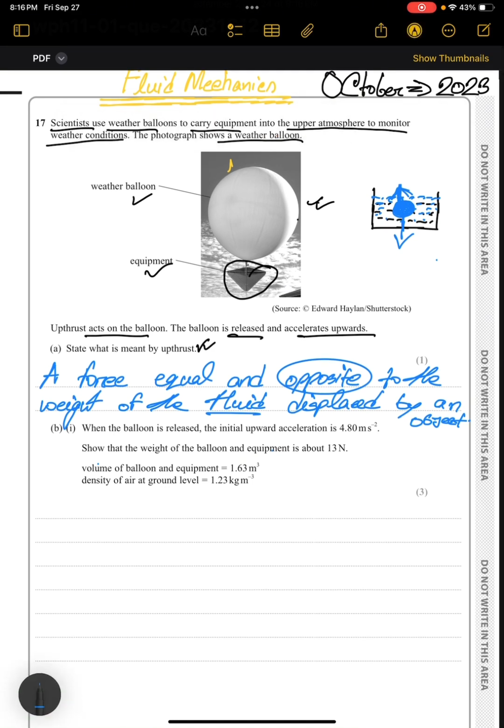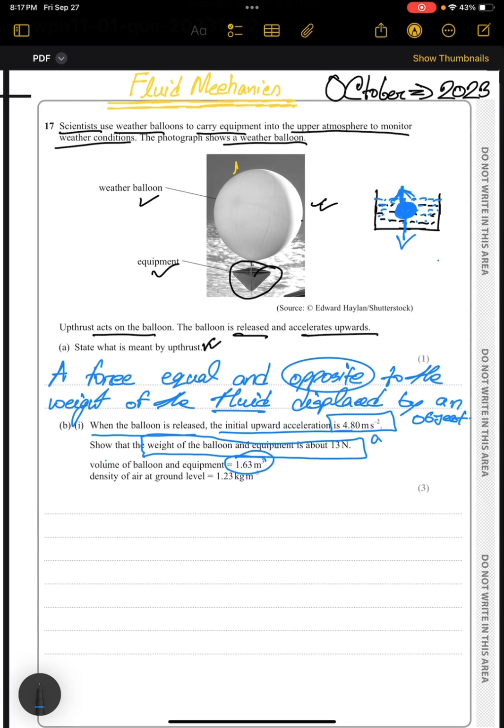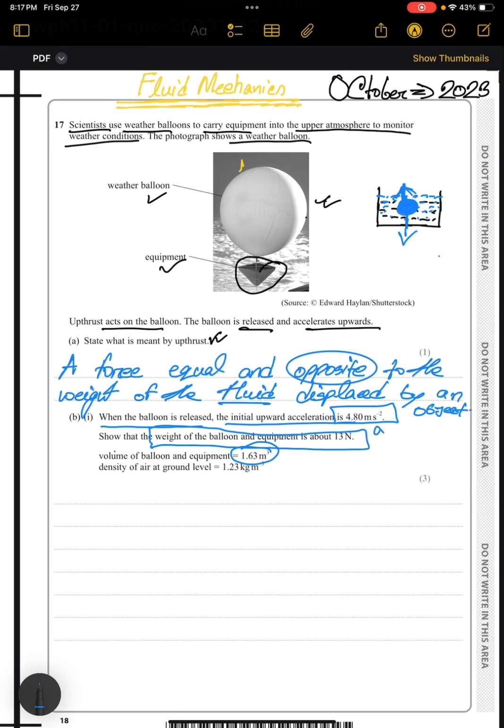Okay, so let's move forward to question number B. In question B, they have said when the balloon is released, the initial upward acceleration is this. So this is our acceleration. Show that the weight of the balloon and equipment is this. They have asked us to find out the weight of the balloon. They have given us the volume of the balloon and equipment and the density of the air at ground level.